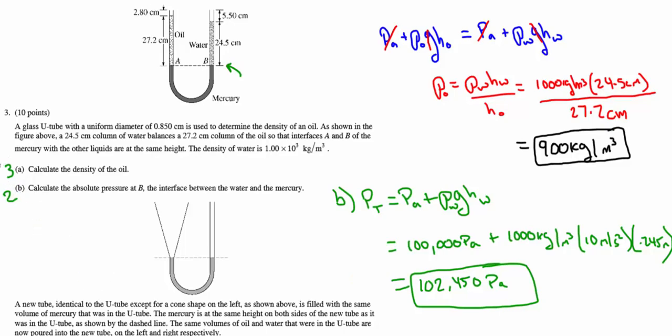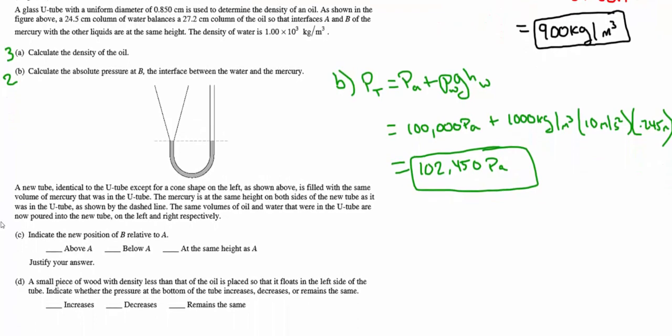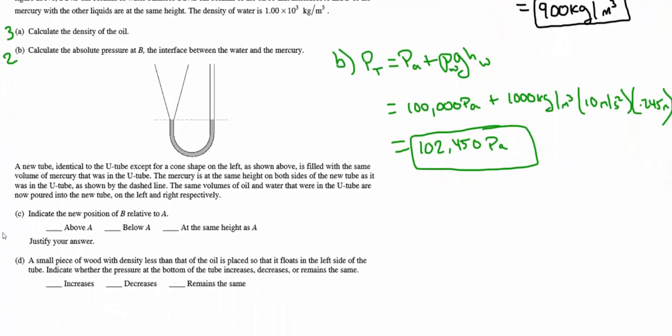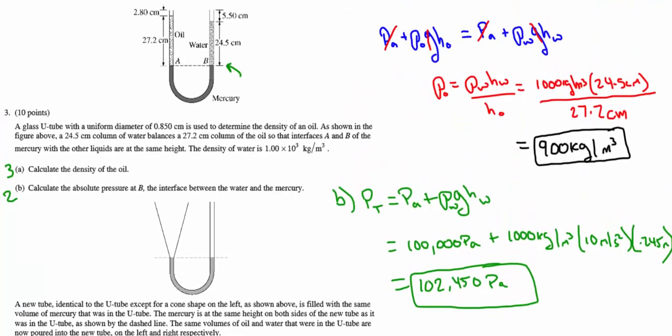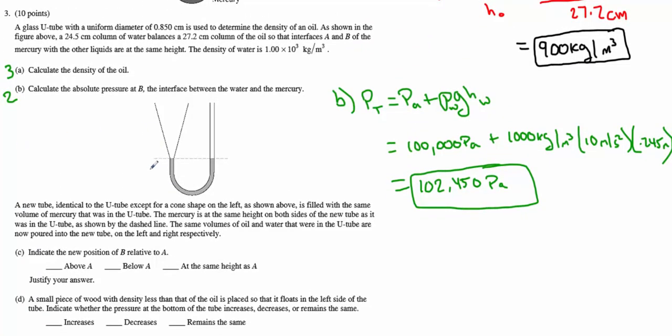Okay, now on the left side we're going to replace that with basically a cone or a funnel, and we're going to fill it with the same volume of mercury as we did above. And the mercury therefore ends up filling the same height in the tube down below. We're going to pour the same volume of oil in and the same volume of water in. And now we want to know what is the new position of B relative to A. If you recall, this is point A before, and this would have been point B before. So we want to know, is B going to be below A, or is it going to be above A?